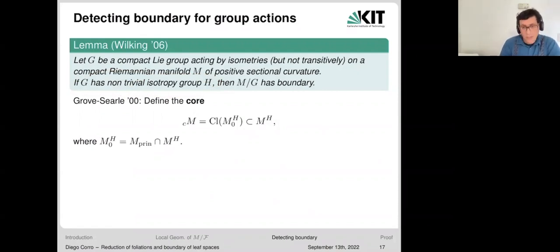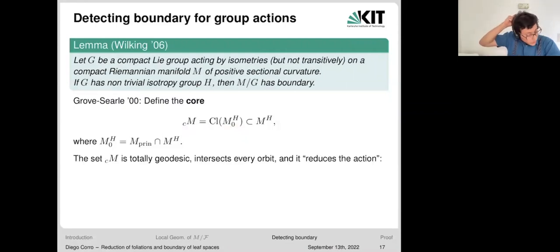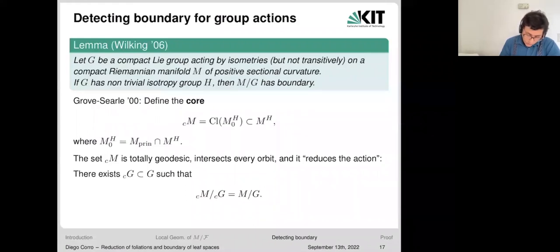So Grove and Searle in 2000 defined the core of a manifold for a group action as follows. You fix a principal isotropy group, look at the set of all fixed points by the subaction of this isotropy group, and then intersect it with the set of all principal leaves of the action. And then you take the closure of that subset. And that's what they call the core. One can show that this set is totally geodesic and intersects every orbit. Moreover, it reduces the action, in the sense that there will be a subgroup of G such that the orbit space of the core by this subgroup equals the original orbit space we were looking at.